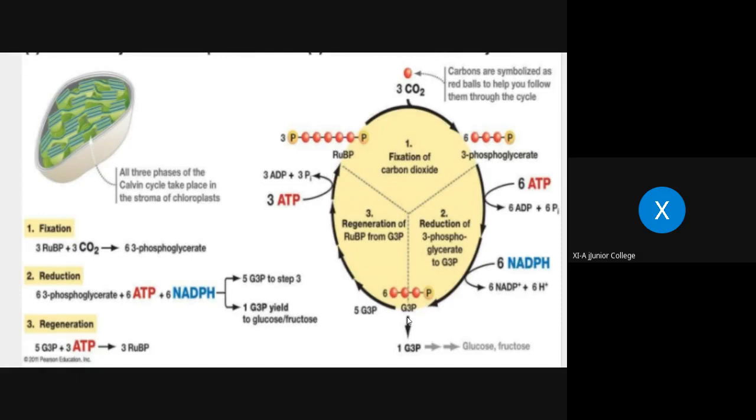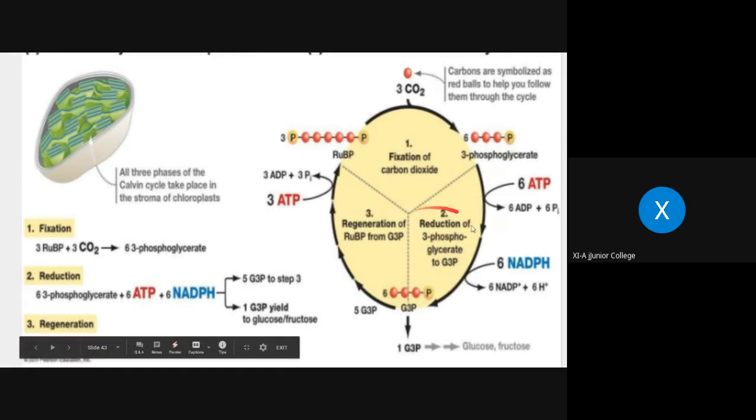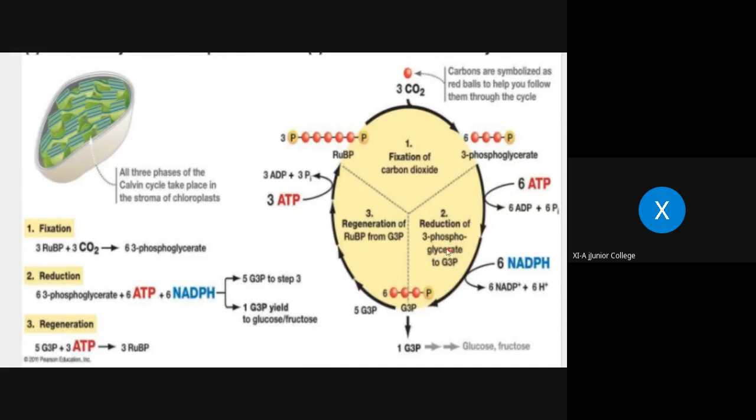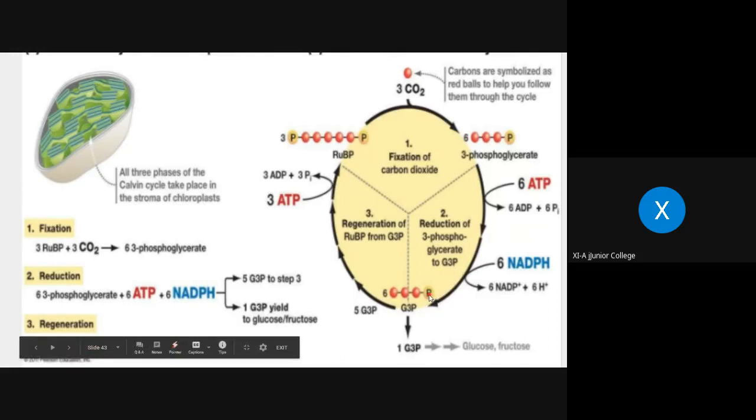Okay, we'll see now. What I was talking? Second phase, is it clear? That is called the reduction phase, where this phosphoglycerate gets converted into 1,3-diphosphoglycerate first and then to phosphoglyceraldehyde.